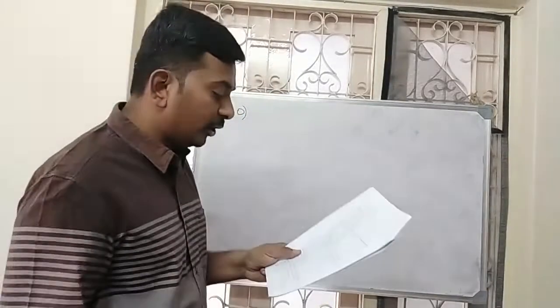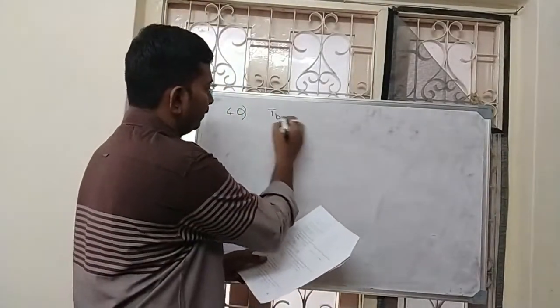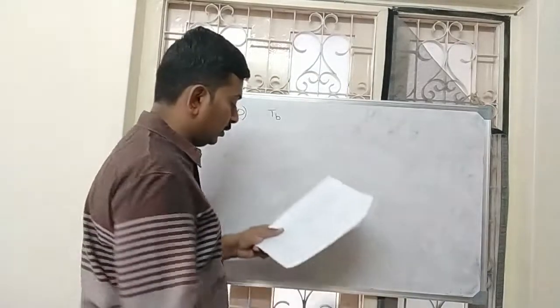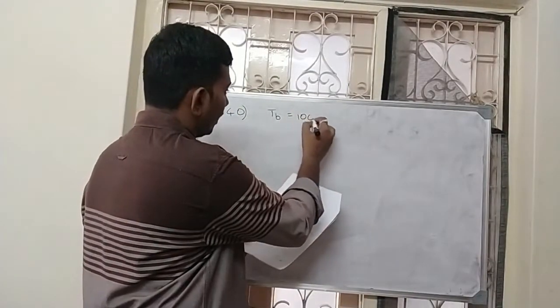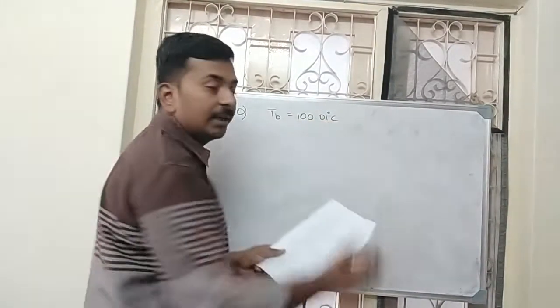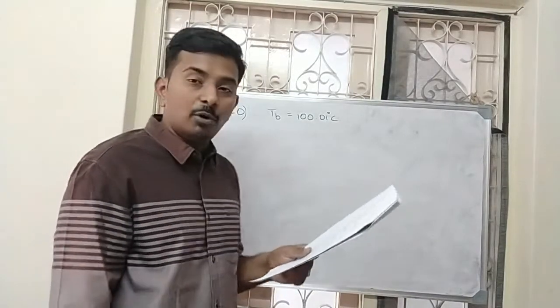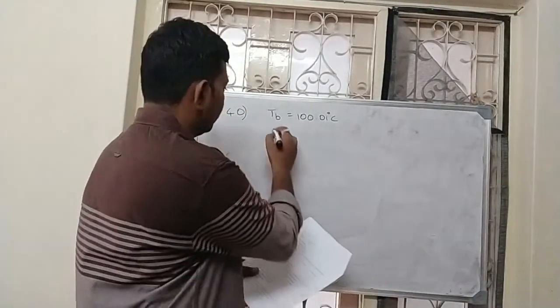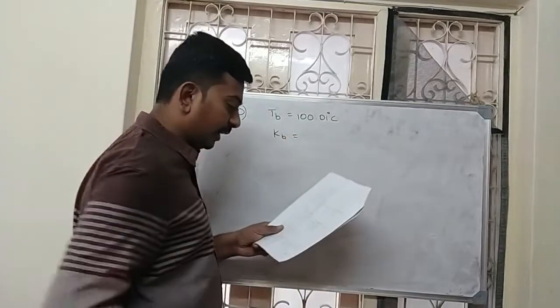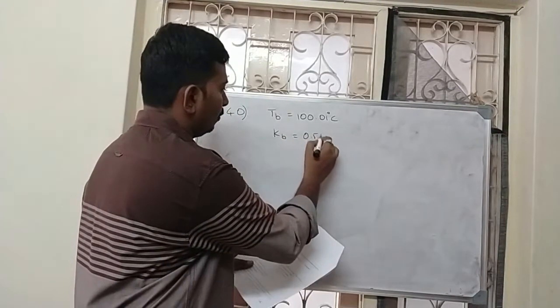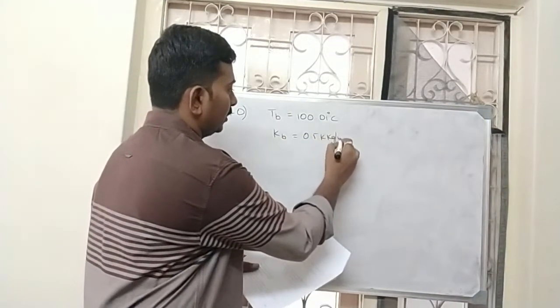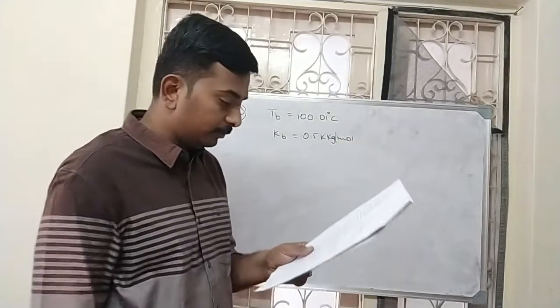So what is the given information here? Boiling point of the glucose solution is given. That means Tb value is given. So the value of Tb is 100.01 degrees centigrade. The molar elevation constant of water, Kb, is 0.5 Kelvin kilogram per mole.